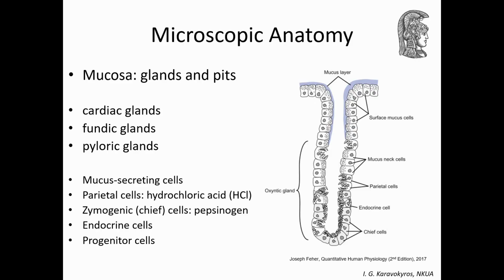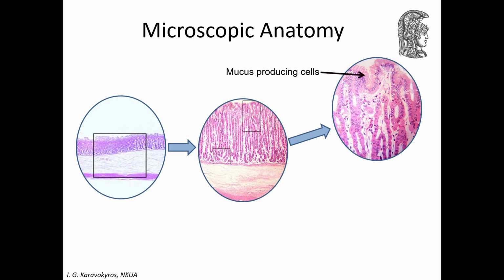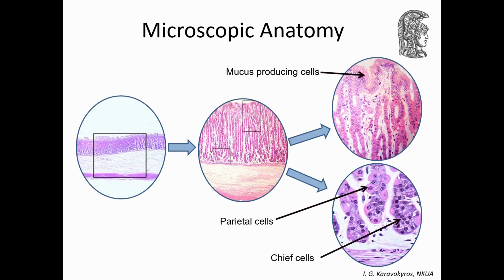The most common cells are the mucus-producing ones, the parietal cells which produce acid, the chief cells which produce pepsinogen, endocrine cells producing various hormones, and progenitor cells which multiply and differentiate to the other kinds of cells. Under magnification, we can see that mucus-producing cells are located on the surface, while parietal cells are located in the pit neck, and chief cells are on the bottom of the pit.